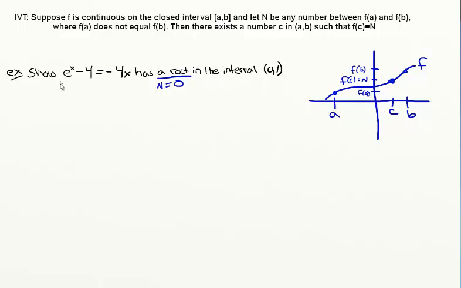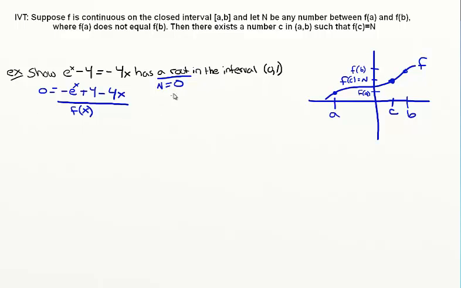So we'll take a look at this equation, e to the x minus 4 equals negative 4x. And we're just going to rewrite that as 0 equals negative e to the x plus 4 minus 4x. So those two are equivalent. And so since we want n equal to 0, we just want where this whole thing, we can call it f of x, is equal to 0. That'll give us a root.